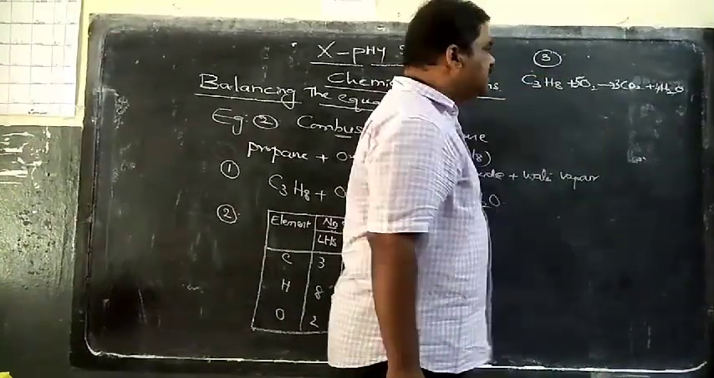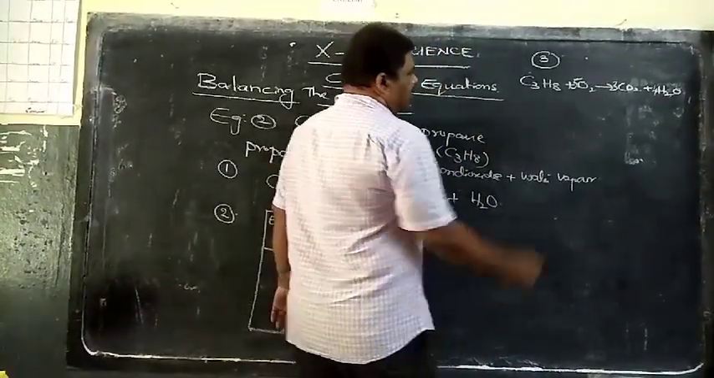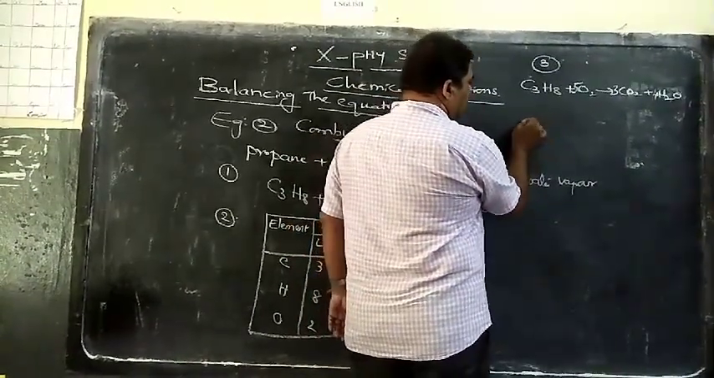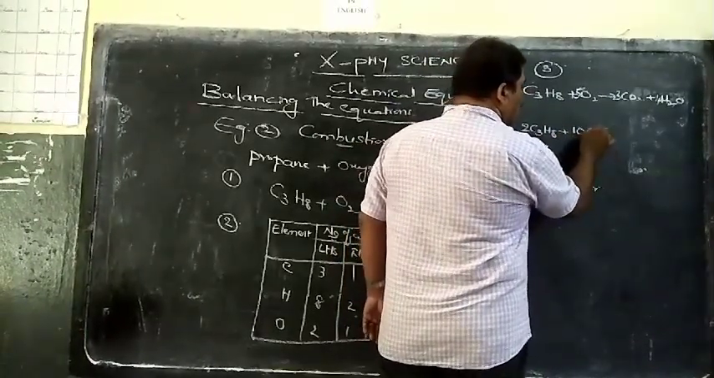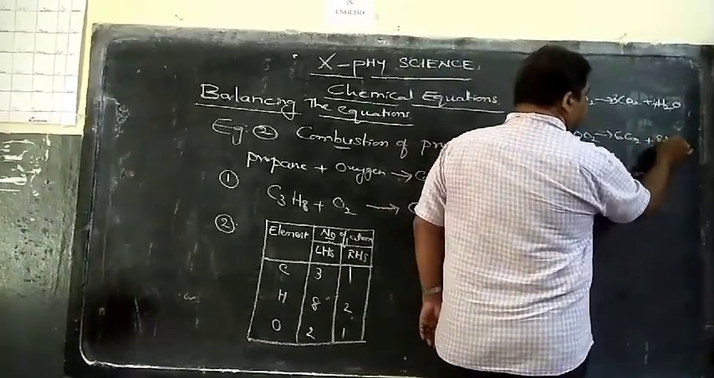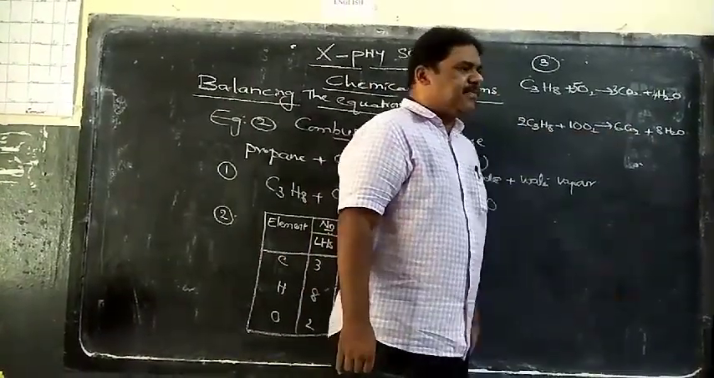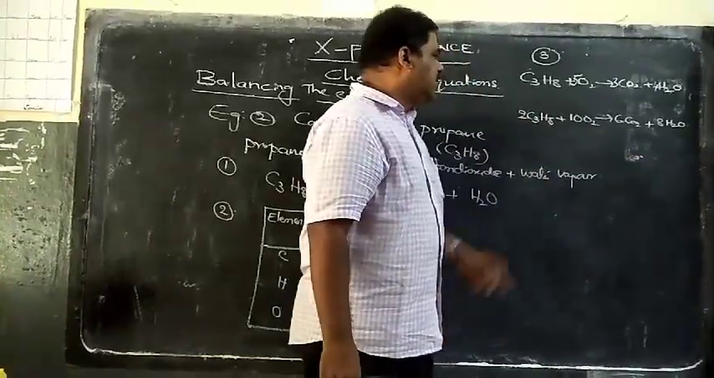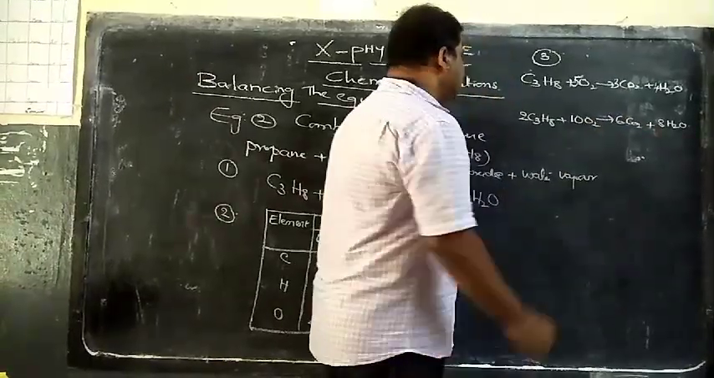So after balancing the equation, if any common number is there, we can take common. For example, here no coefficient is common. For example, if we got a balanced equation like this, C3H8 plus 10O2 gives 6CO2 plus 8H2O, then in the third step we should take a common factor if any number is common. Here you see 2 you can take common, that is the simplest form you write.